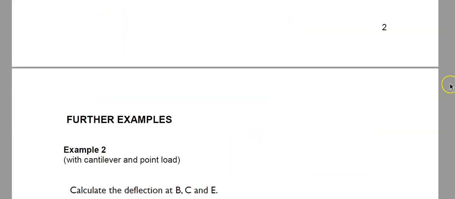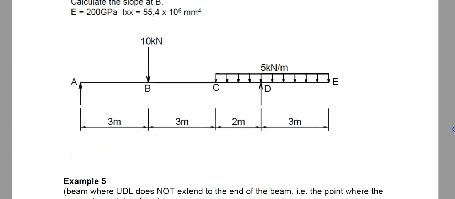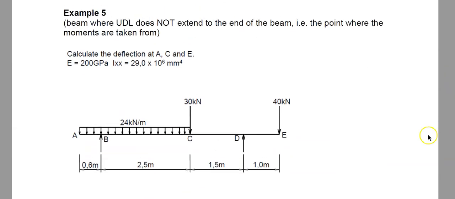I'm gonna work through example number 5. Sorry, it says example where UDL doesn't extend to the end of the beam. I will explain in a moment the significance of that note there. The question says there, find the deflection at A, C, and E. Why would we not want to find the deflection at B and D?